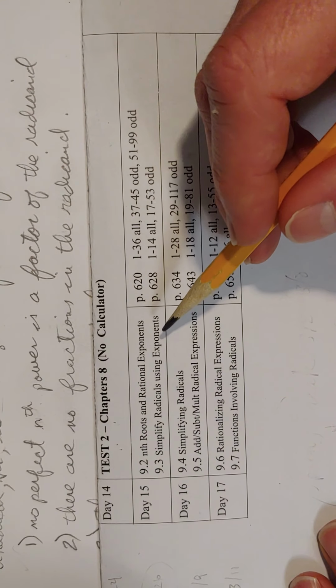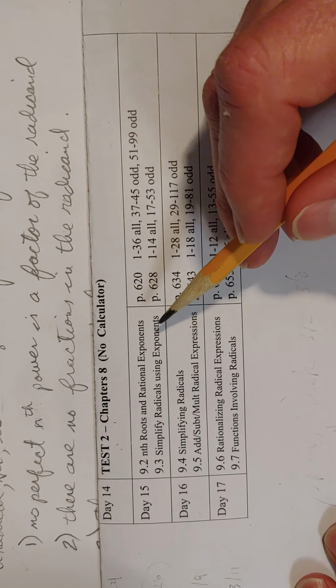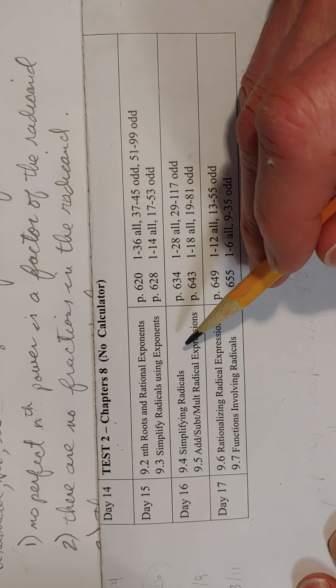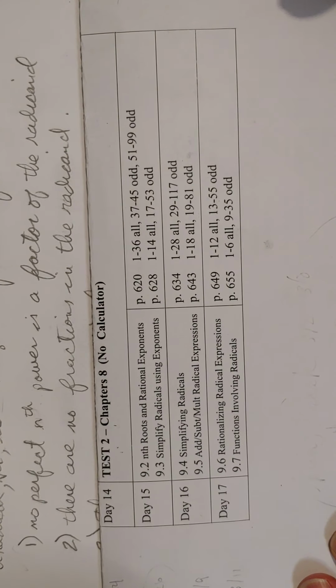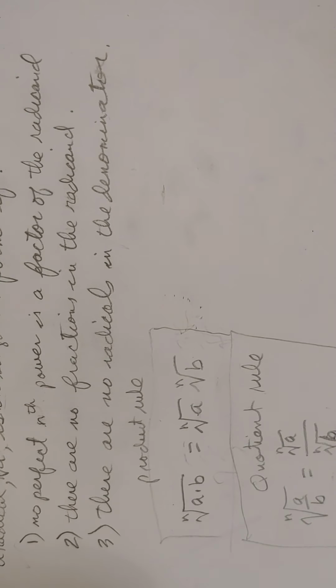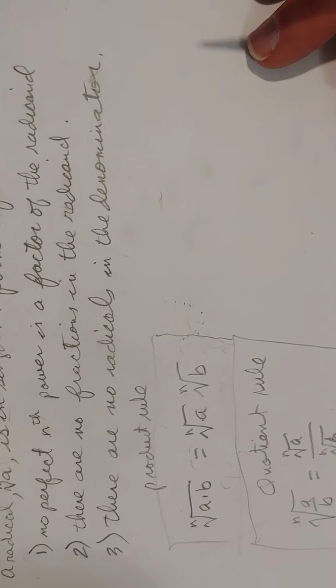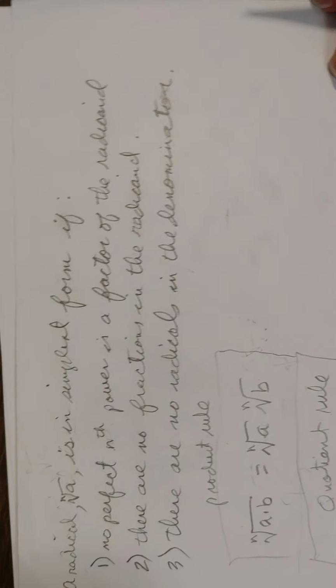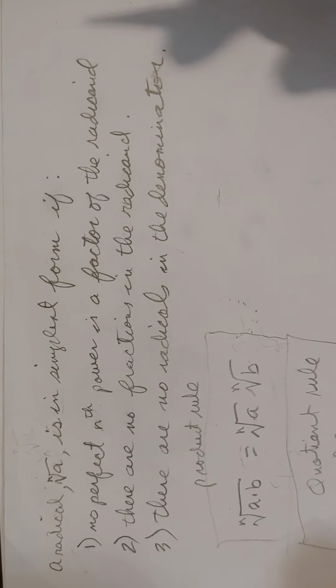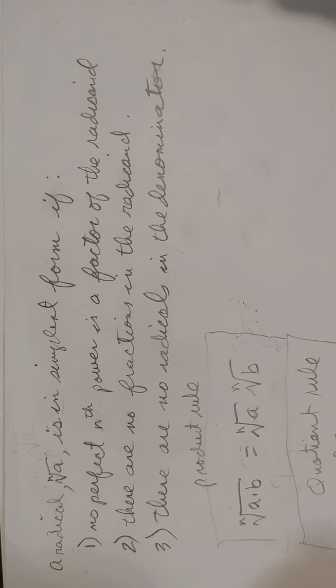So since I think we've gone over 9.1, 9.2, 9.3, and all or part of 9.4, I'll start with 9.4. 9.4 is simplifying radical expressions using properties of radicals. So last time I gave you the definition of a radical in simplest form.